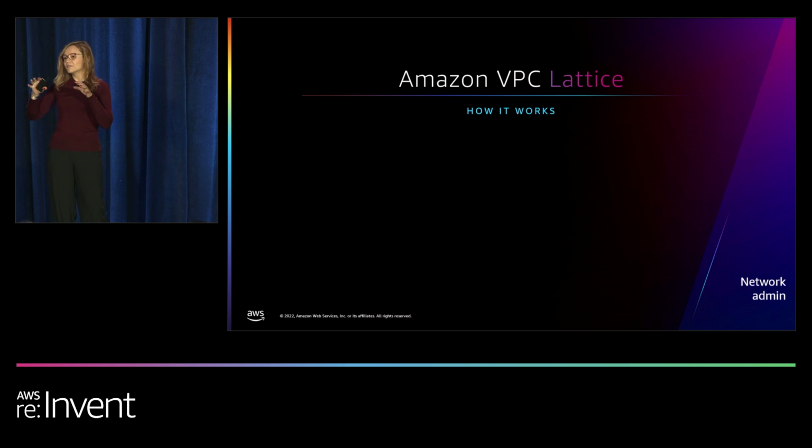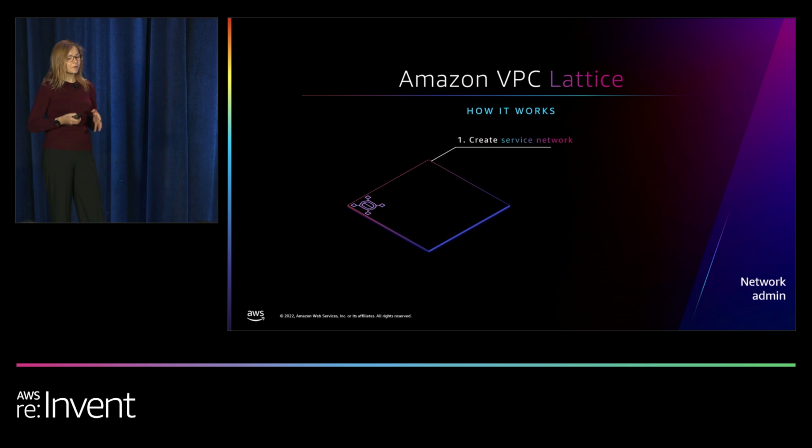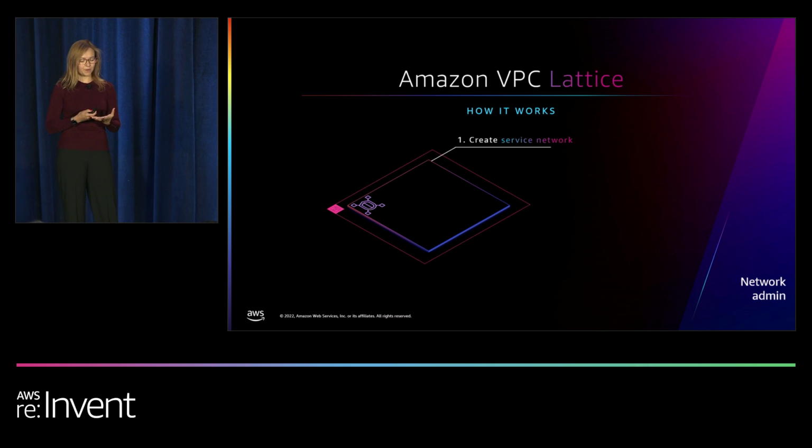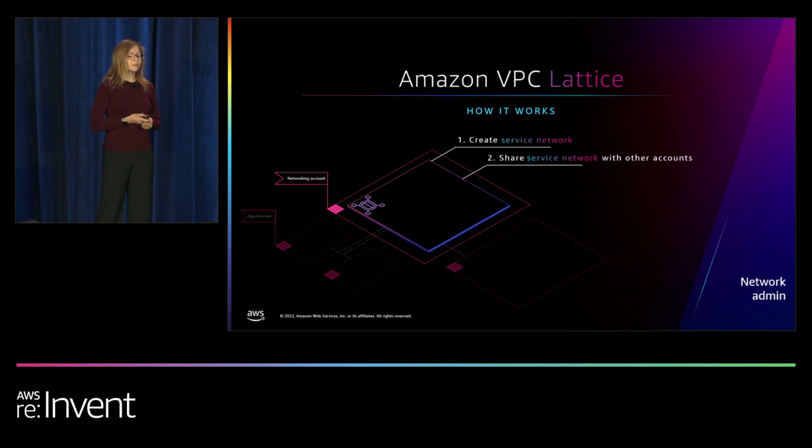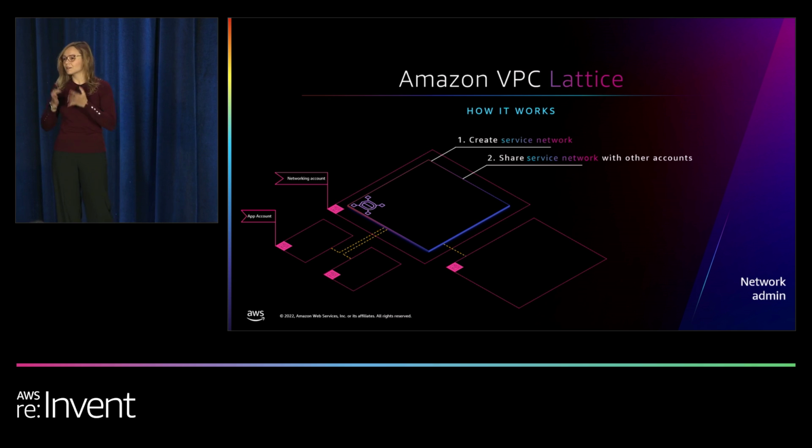And we've talked about the three personas, right? We're going to see them here in the how it works flow. First, we create the service network. The service network is that logical construct that brings together services and consumers, right? This service network can live in an account, usually in the network account, and it can be shared with multiple accounts in the organization because we're not talking about a single account deployment.